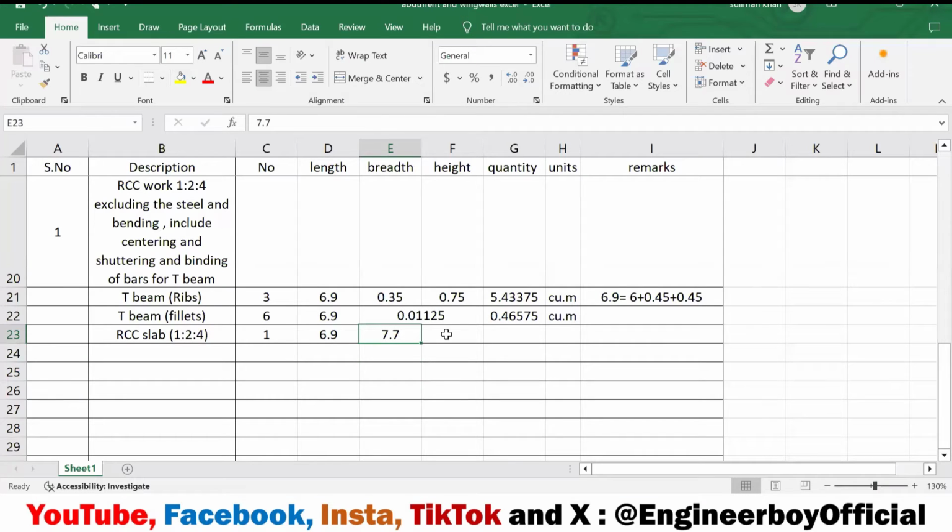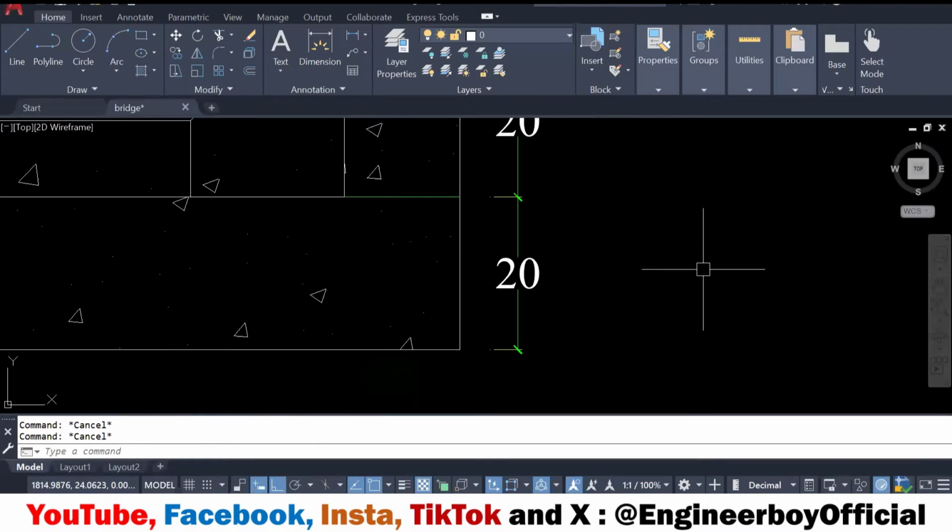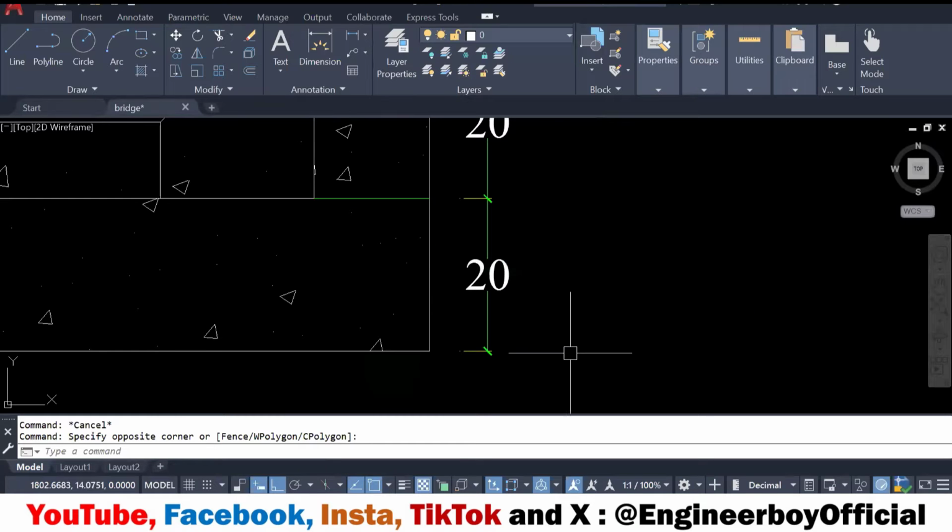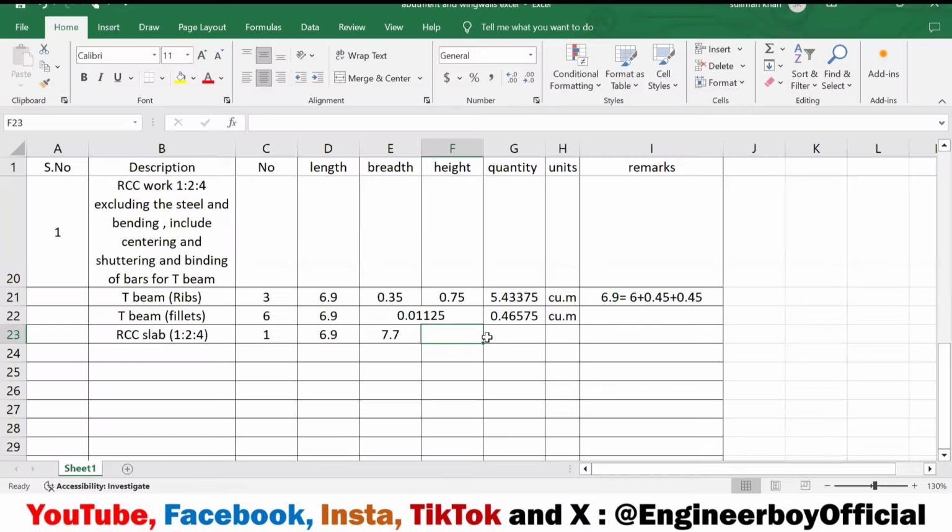No problem. Now what should be the height of the slab? It should be 20 centimeters. It's just mentioned over here. You can see it. It's 20. So we're gonna put 0.20. We can just copy the formula and paste it over here so we can have the quantity in cubic meters.